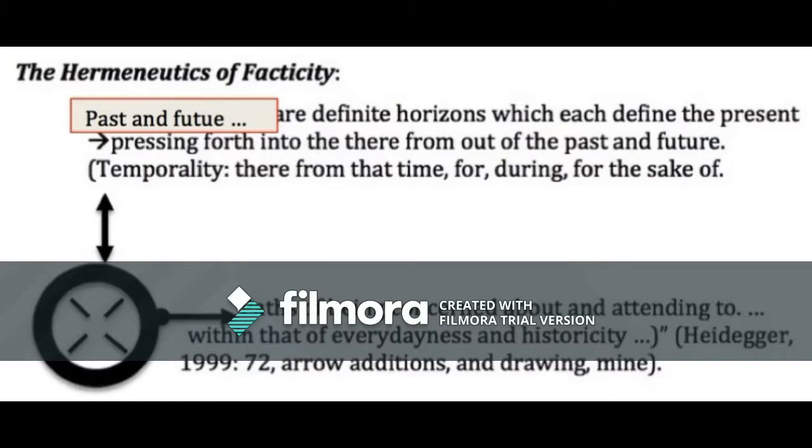In the Hermeneutics of Facticity book, there is an important passage on page 72. Past and future are definite horizons which each define the present, pressing forth into the there. And it's also a path of being.